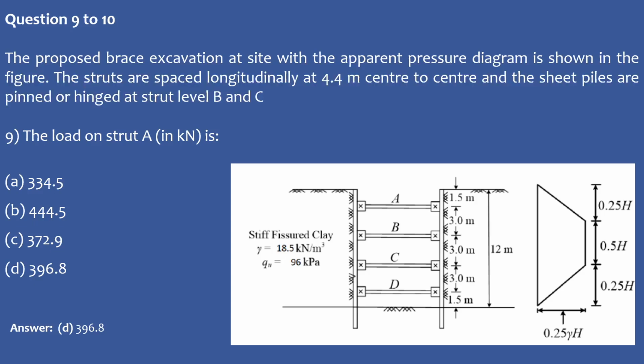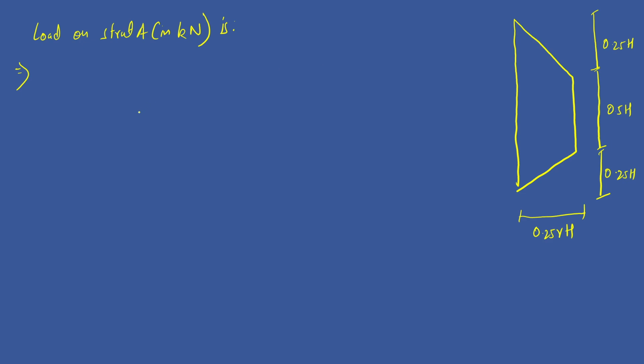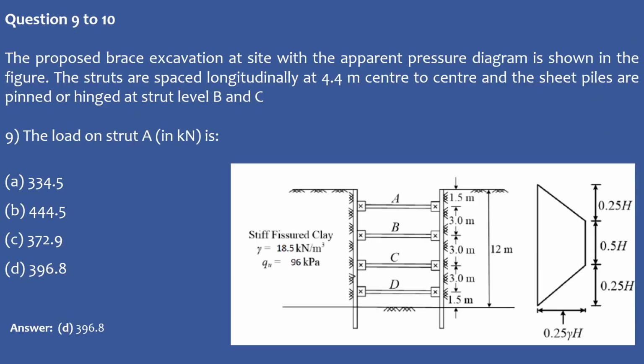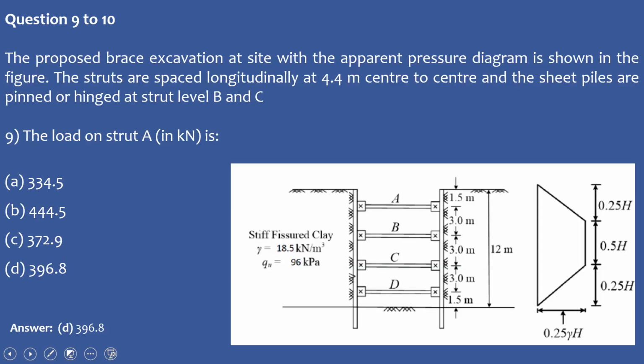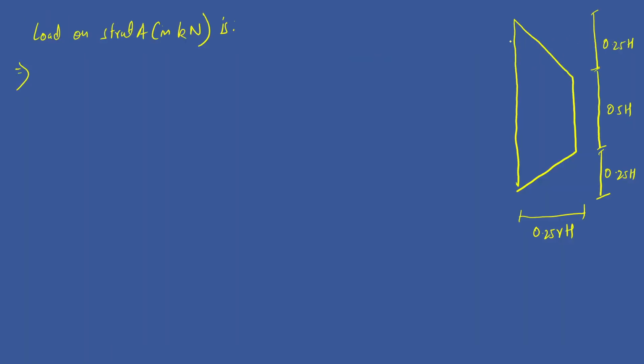So for that you need to evaluate the pressure loading at every instance. So how much is, also is 396.8 kilonewton. So you have been asked on the strut A. A is located at a distance of 1.5 meter. So this is your 1.5 meter. So this value we need to evaluate.